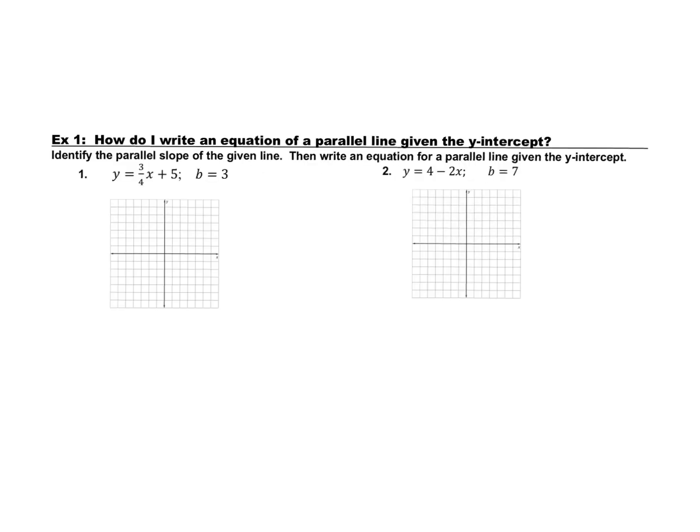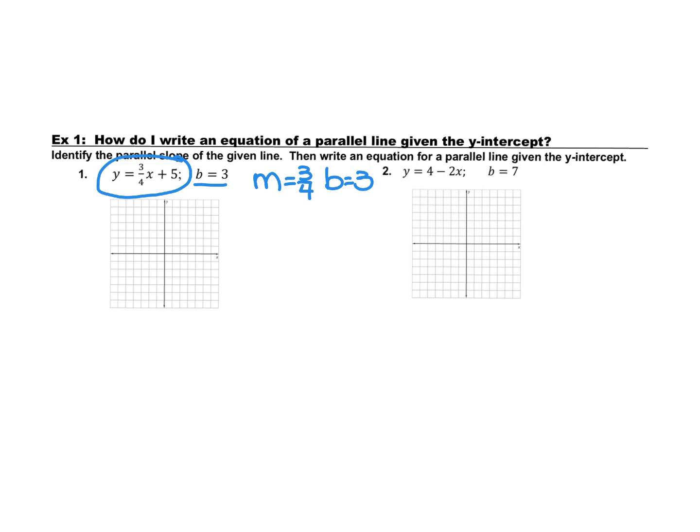All right, example 1. How do I write an equation of a parallel line given the y-intercept? We're going to identify the parallel slope, and then we're going to write the new equation with the new y-intercept. So what we're looking for is an equation that is going to be parallel to this line, but instead of having a y-intercept of 5, we're going to have a y-intercept of 3. So we need to identify our slope. Our slope is 3/4, and then we know that our b is equal to 3.